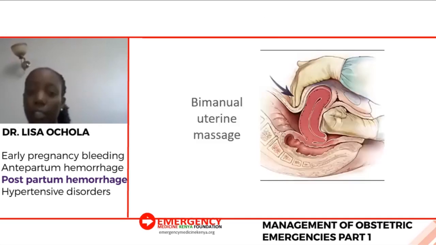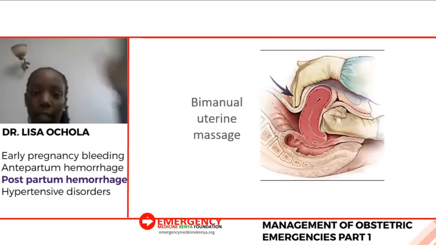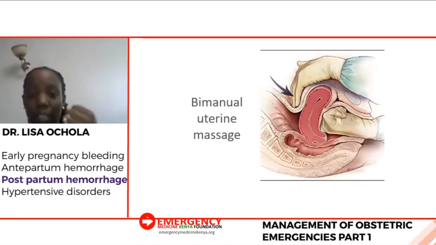So that's just an illustration showing a bimanual uterine massage, how it's done. One hand is out, one hand is, the fist is in, and you're massaging, you're literally compressing the uterus because it's atony, so it has failed to contract well.